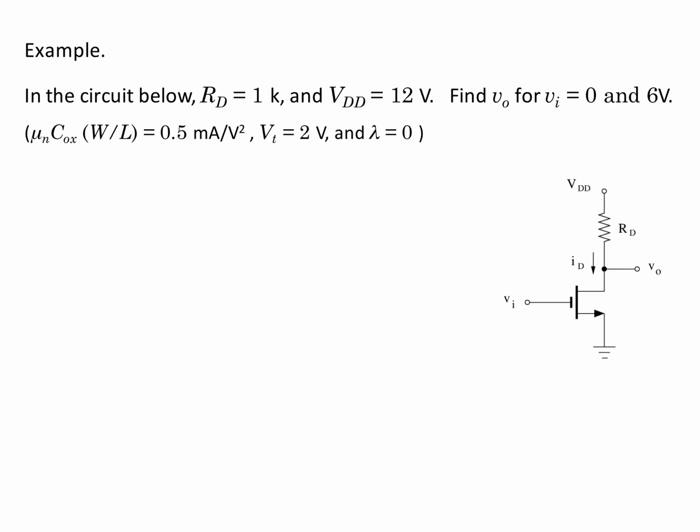Let's look at a circuit problem. In this problem, RD is equal to 1K, VDD is 12 volts, and the goal is to find V out when the value of VI is 0 volts and 6 volts. The parameters of the transistors are given, and the threshold voltage is given, and we're asked to assume a 0 value for lambda. So let's write the gate to source KVL. Let me label it. Voltage of gate to source is here. Voltage of drain to source is here.